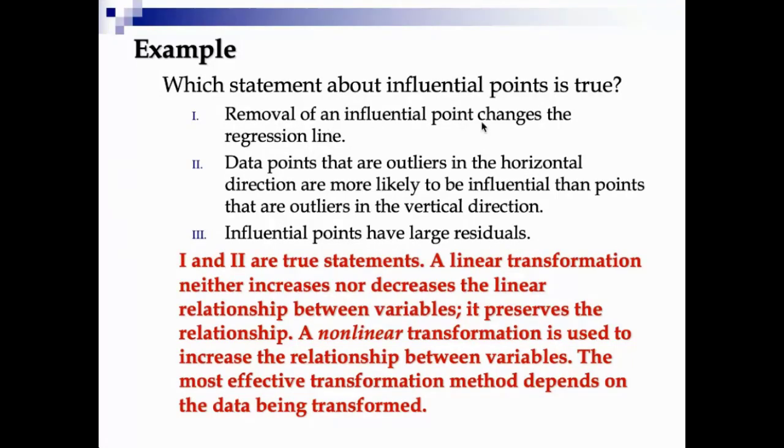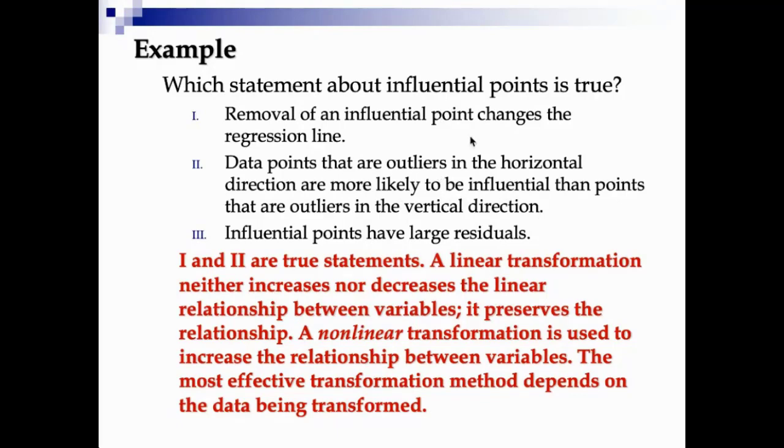So removing an influential point does in fact change the regression line. That's why it's called influential. So that's why 1 is true. This solution, I'm not really sure where that came from. Data points that are outliers in the horizontal are more likely to be influential. So that is true, actually.